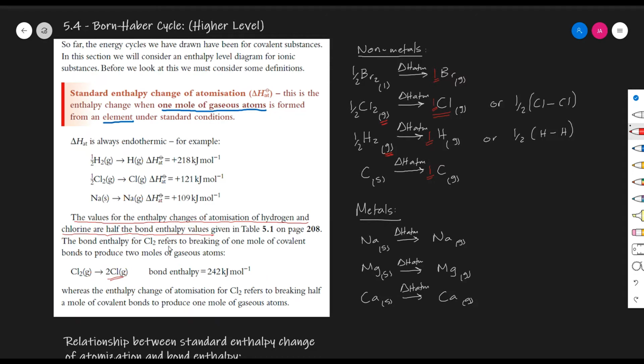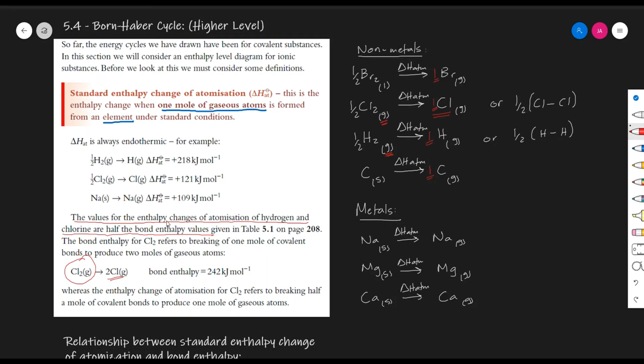The bond enthalpy for Cl2, they state here, refers to breaking 1 mole of gaseous covalent bonds to produce 2 moles of gaseous atoms, as I stated previously, but the definition of atomization is to produce 1 mole of gaseous atoms, and thus for gaseous elements, such as Cl2 gas here, the enthalpy change of atomization of Cl2 would equal half its bond enthalpy.